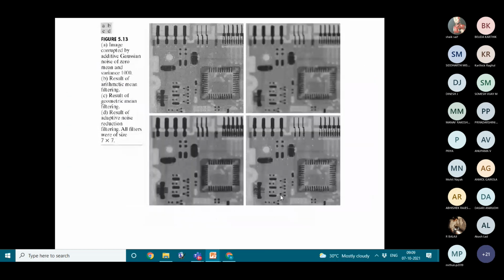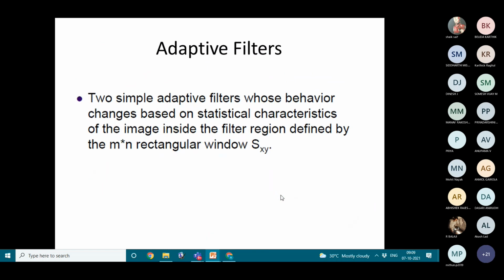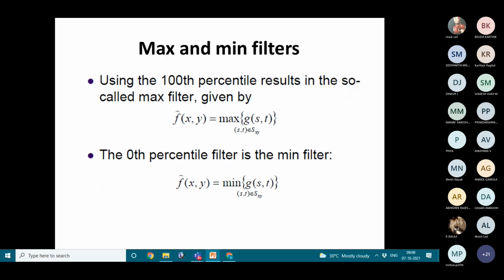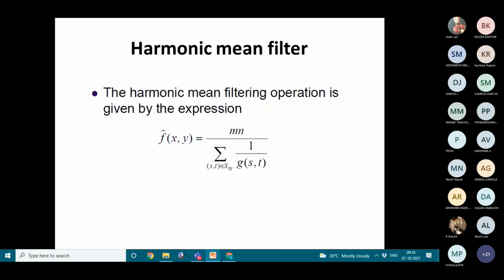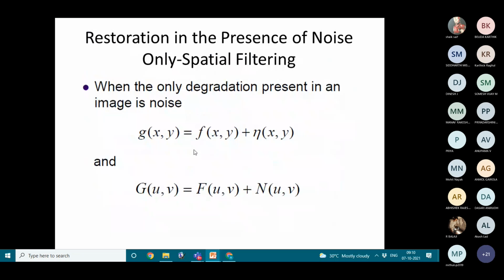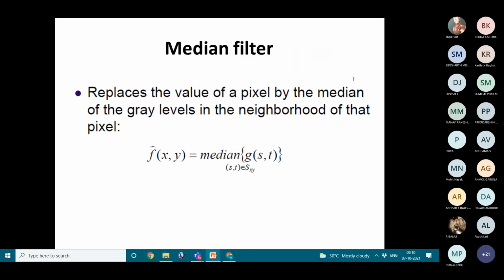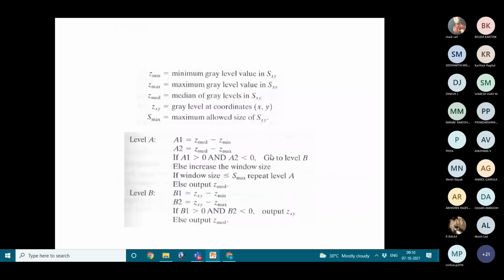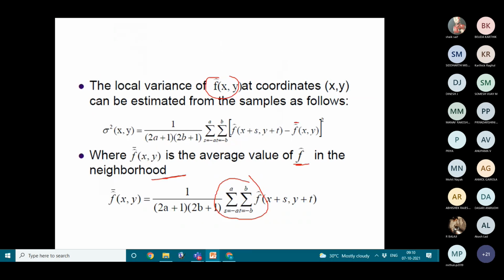In the previous examples, the degradation we considered for spatial filtering was only the noise η. But for some other examples, noise was not the only degradation; there was some other degradation too. It can be due to blurring also. We have taken those examples also, I think we have discussed it. So you can go through and check it.